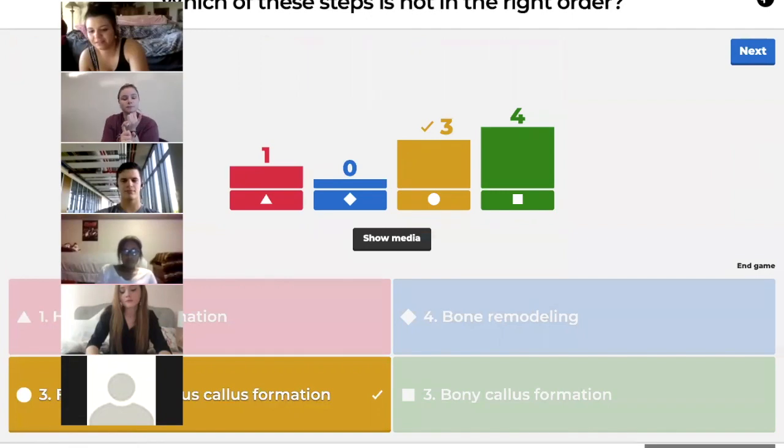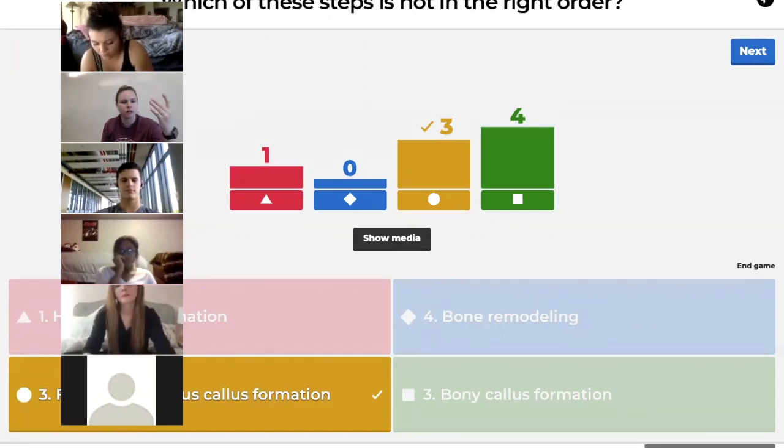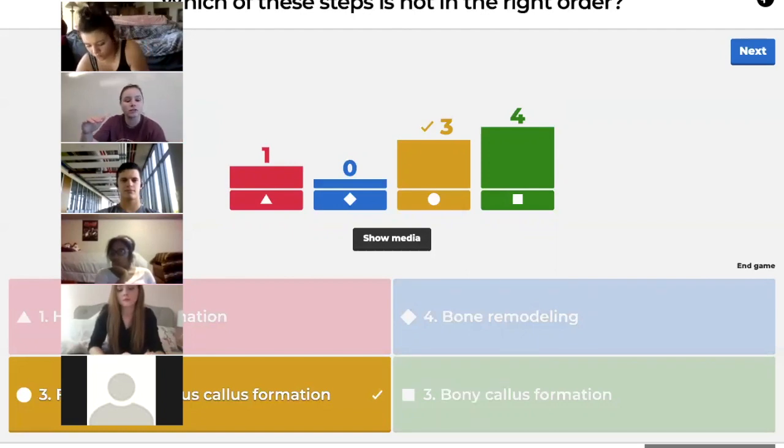Okay, so first we have a hematoma. Then we have a fibrocartilaginous callus. Then we have bone remodeling, and then we have bony callus formation, unless it's hematoma remodeling. I know for sure that it's hematoma first, bony callus formation last, and I think it's fibrocartilage callus formation and then bone remodeling. Could be wrong.